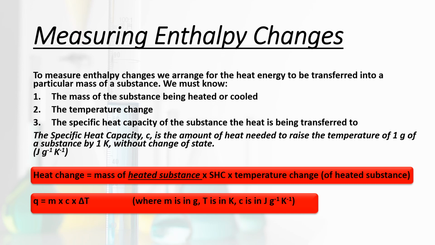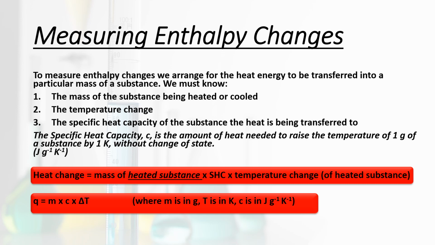So we have to know the mass of the water that we have, the temperature change that we measure of the water, and the specific heat capacity of the substance the heat's being transferred to, again, the water. And so the equation that we can then calculate this from is that the heat change, the energy change. Now note that this isn't an enthalpy change, this is actually a heat change, so just an energy change. We take the mass of the heated substance, we multiply it by the specific heat capacity of that heated substance, and we times it by the temperature change of the heated substance.